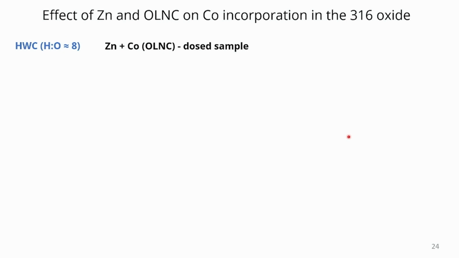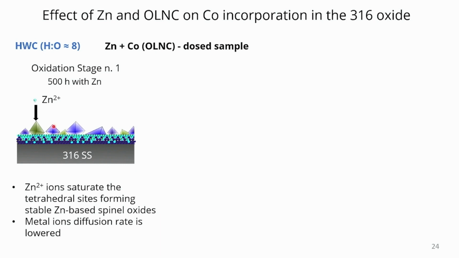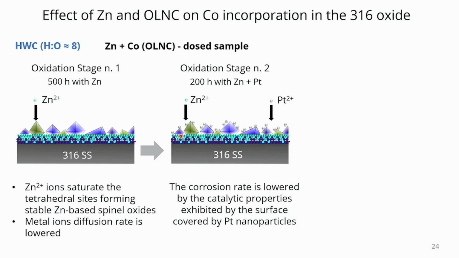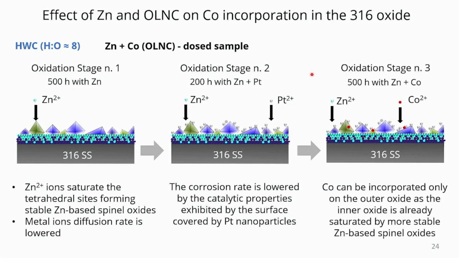Then we explored the effect of zinc on the cobalt incorporation mechanism. And this sample in particular was subjected to 3 consecutive oxidation stages. So we first injected zinc to form a very protective oxide. Then we injected platinum together with zinc to stabilize the protective properties of the oxide formed in the previous stage. And then we injected cobalt together with zinc. And what we observed is that the incorporation of cobalt was just on the outer surface of the oxide. And this could be something good, but actually this could be associated with a very protective oxide formed by the zinc.